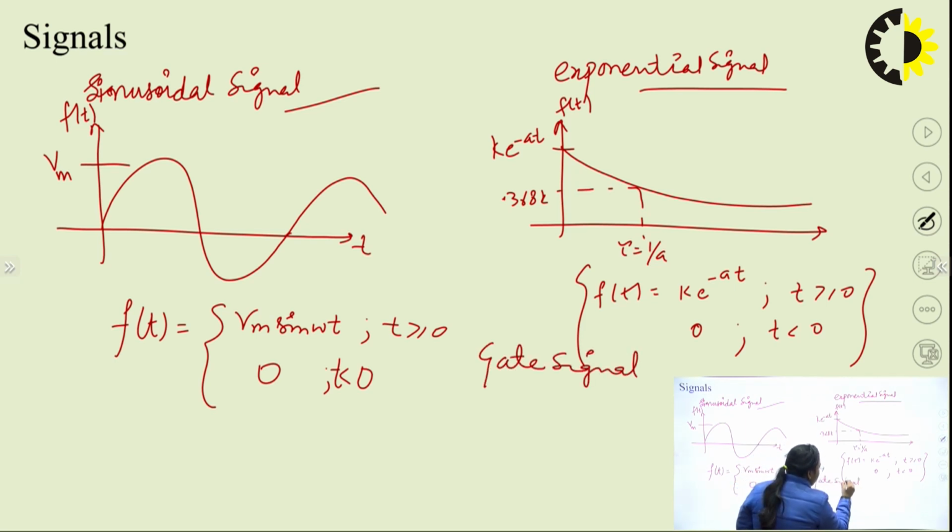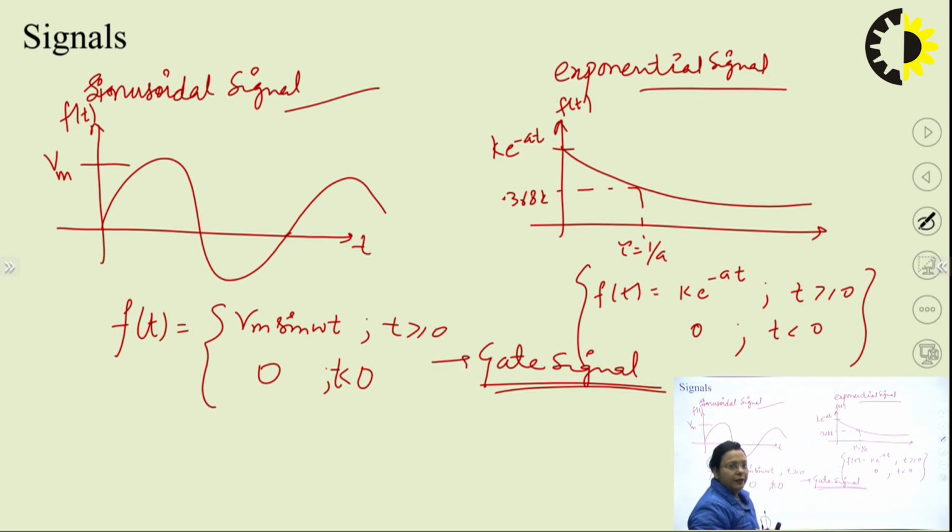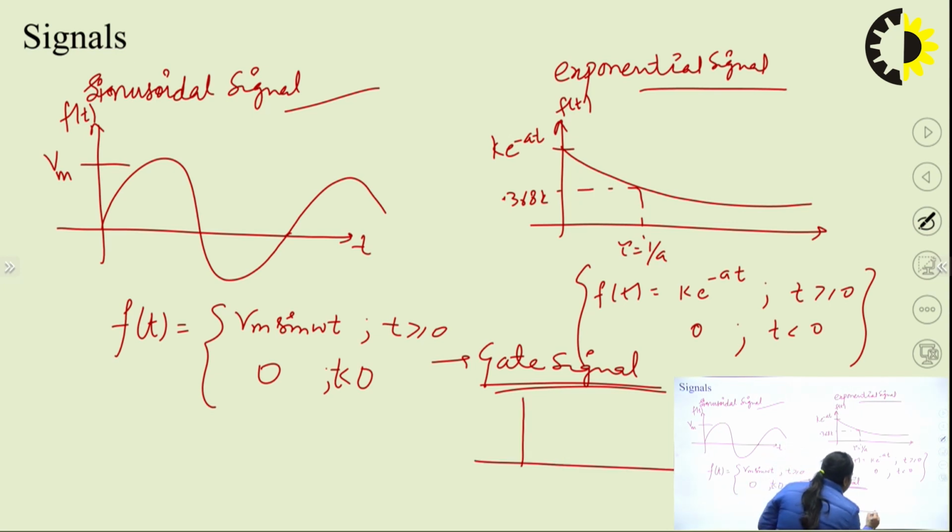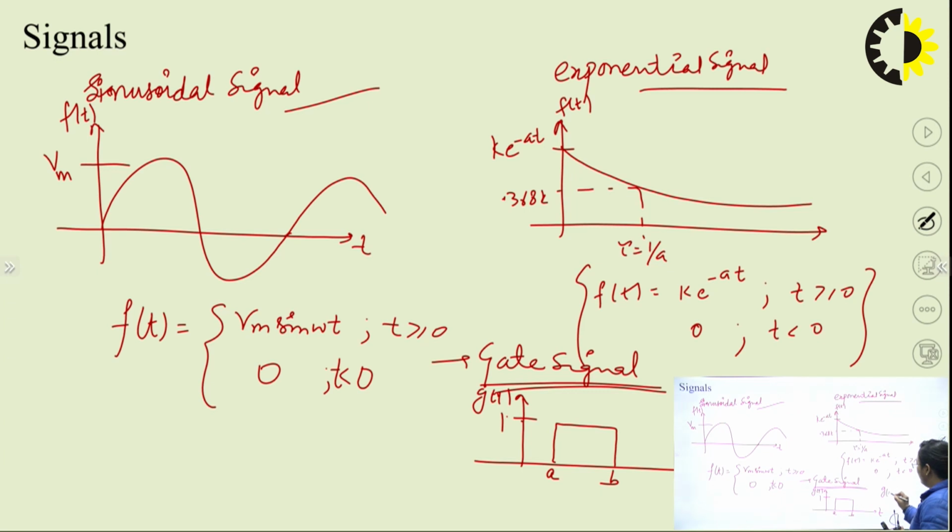Depending upon this gate signal we can define the gate function. This gate signal is represented by a rectangle g(t) with respect to t. It is represented by a rectangular pulse starting from point A and ending at point B with a unity height. So I can write this gate signal between point A and B as u(t minus A) minus u(t minus B), and the magnitude, the height, is 1. So this is known as the gate function or the gate signal.